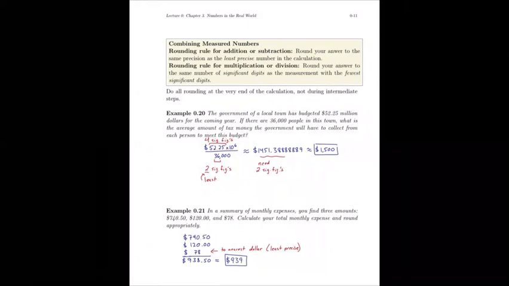Okay, so a government of a local town has budgeted $52.25 million for the coming year. If there are 36,000 people in this town, what is the average amount of tax money the government will have to collect from each person? So this is to say that maybe everybody pays the same amount. All 36,000 people pay the same amount to make up $52.25 million. That's what this average person or average tax liability is.